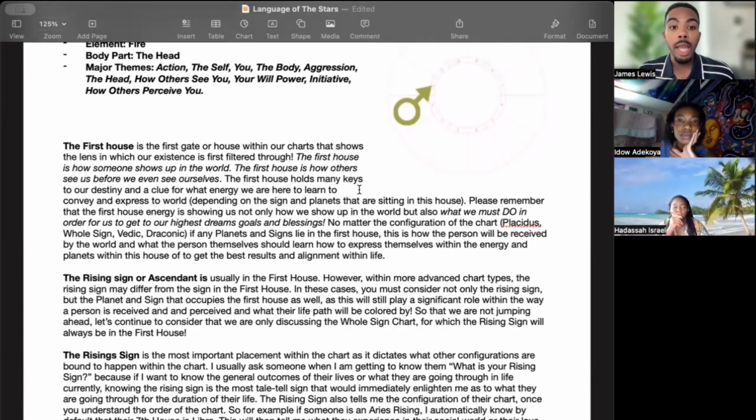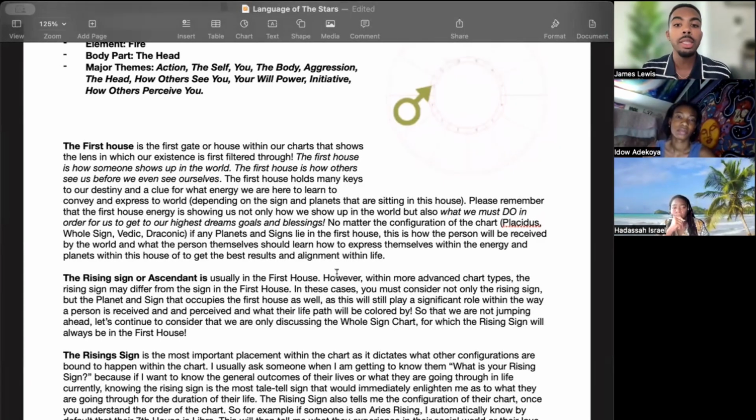Now, the first house is how someone shows up in the world. Whether they want to show up that way or not, this is how that person is going to show up in the world. All right. The first house is how others see us before we even see ourselves. All right. The first house holds many keys to our destiny and a clue for what energy we are here to learn, to convey, and express to the world.